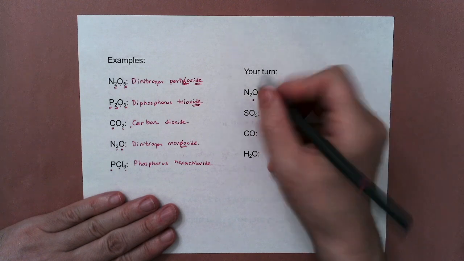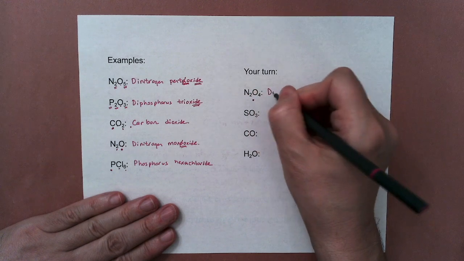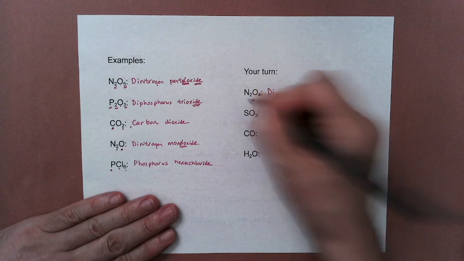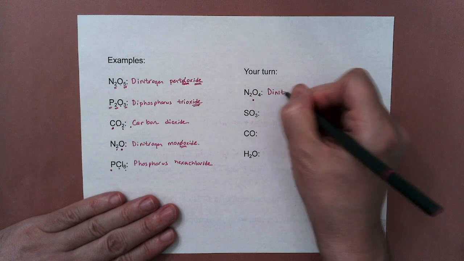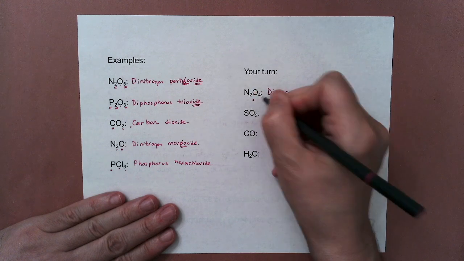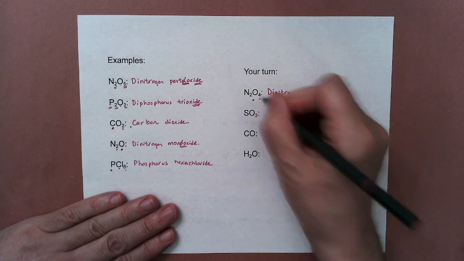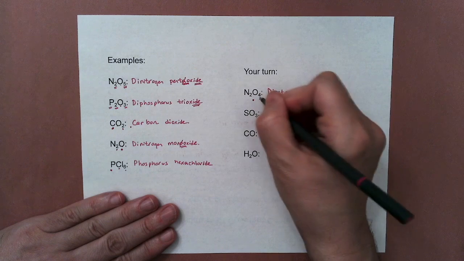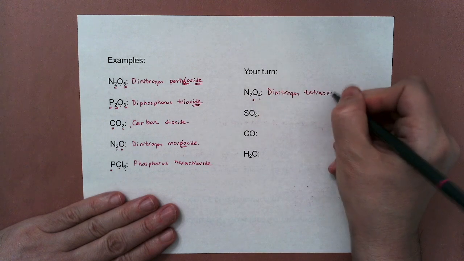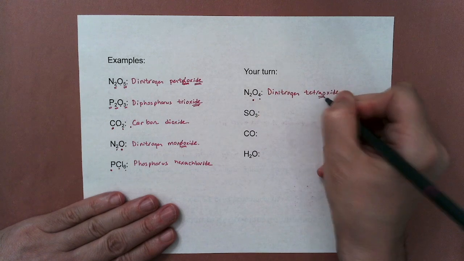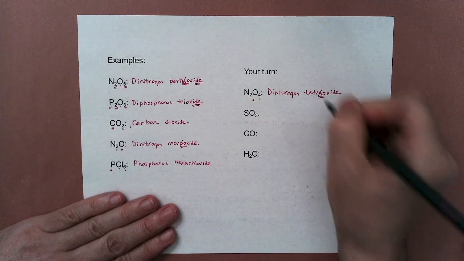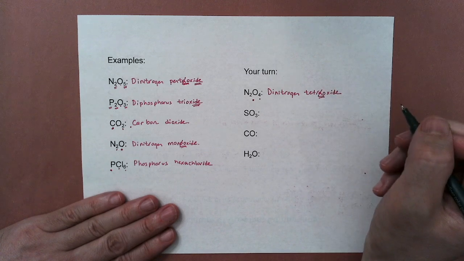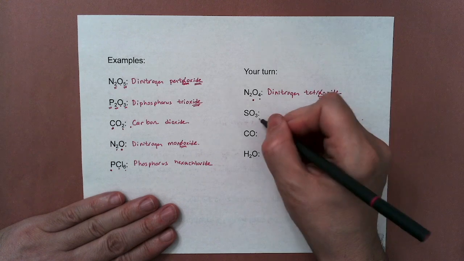Yes, we have 2 nitrogens, so we say di. The first nonmetal is nitrogen, so I say dinitrogen. Then I have 4 oxygens. Instead of 4, we say tetra. Then instead of oxygen, we say oxide. Again, we don't say tetraoxide, we drop this one and we say tetroxide. Now pause the video and try the second one.